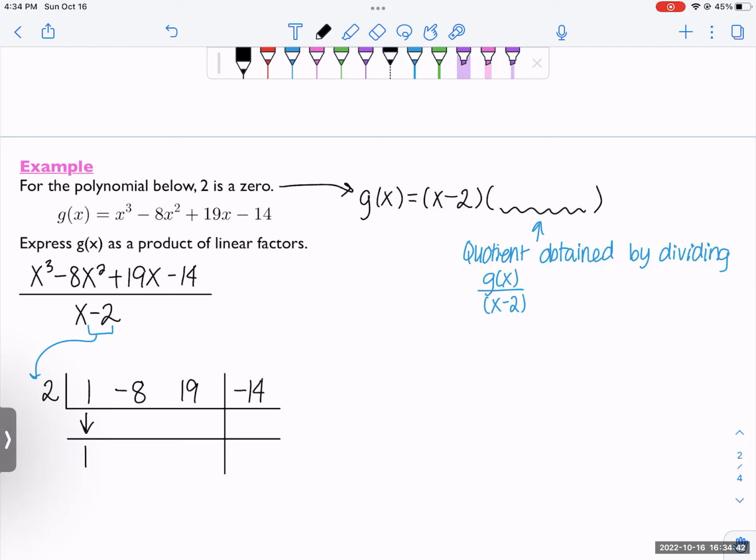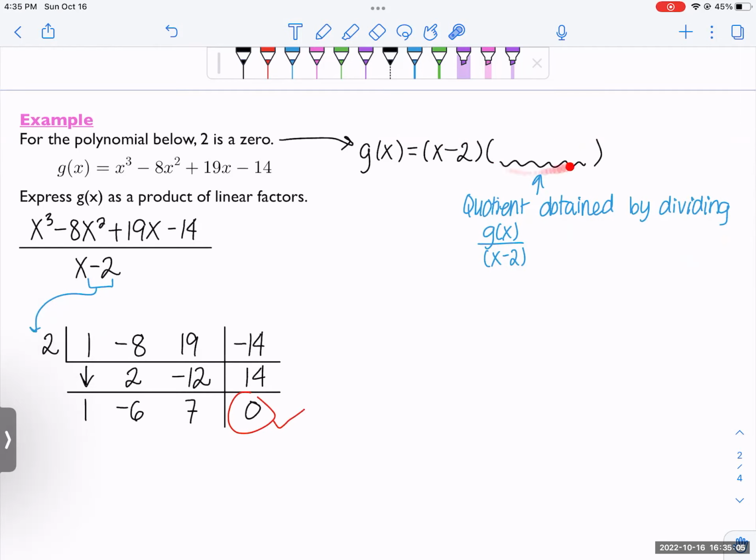Pull down the 1. 1 times 2 is 2. -8 plus 2 is -6. 2 times -6 is -12. 19 minus 12 is 7. 7 times 2 is 14. -14 plus 14 is 0. This all checks out. That was what was supposed to happen. We have a remainder of 0, which is what should happen if x minus 2 is a factor. So this leftover stuff here is the quotient that's left over. So the quotient is x squared minus 6x plus 7.